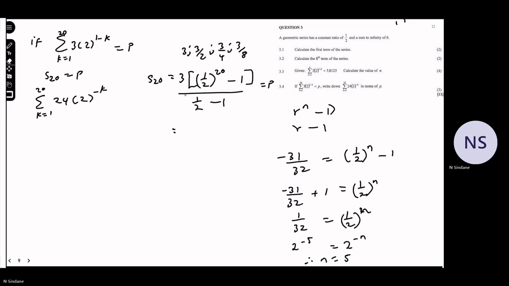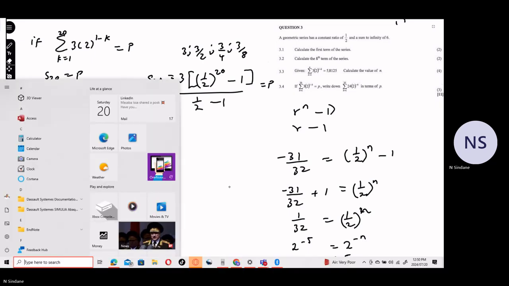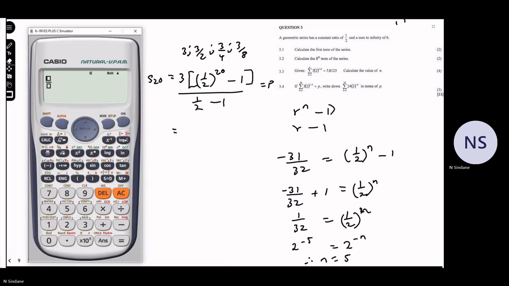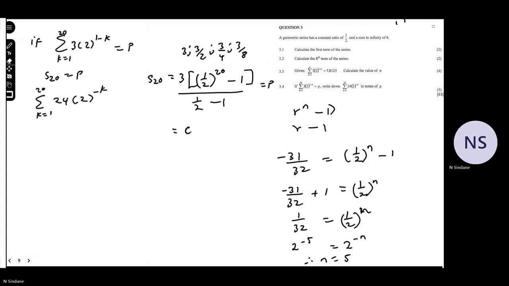And then in this case, what will I get? Let me punch my calculator. I have 3 into, open bracket, 1 over 2, close bracket, to the power 20 minus 1, close bracket, then over 1 over 2 minus 1. This is approximately 6. So 6 is equal to my P, right? So my S20 is equal to 6, which is equal to P, right?